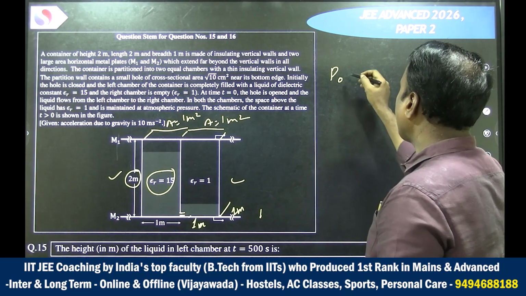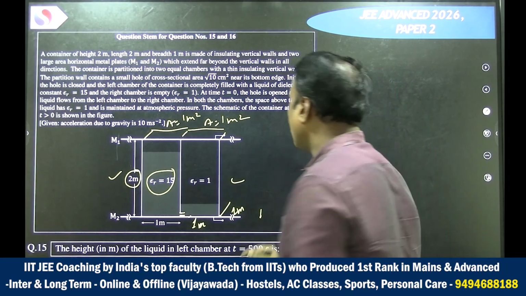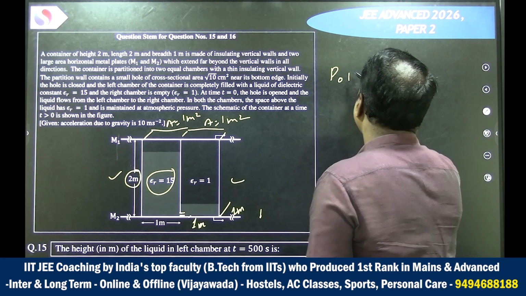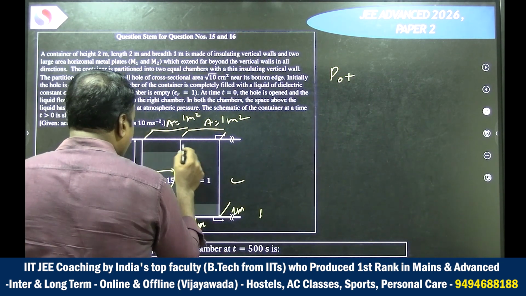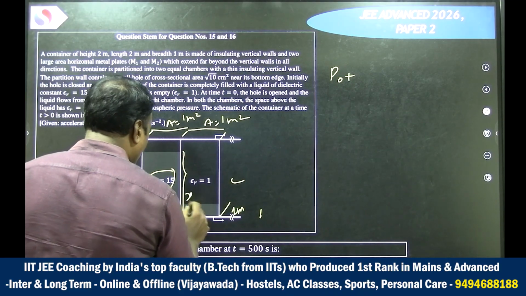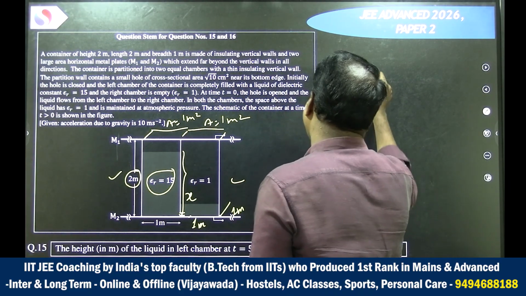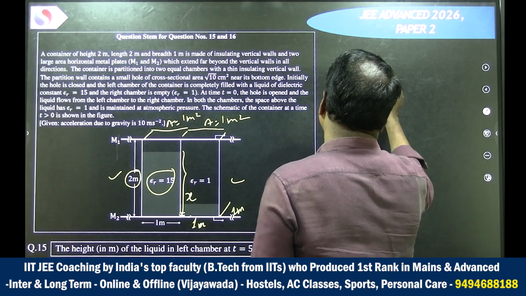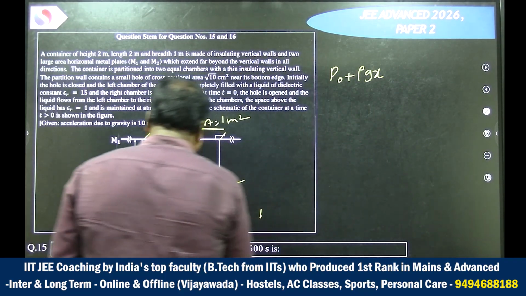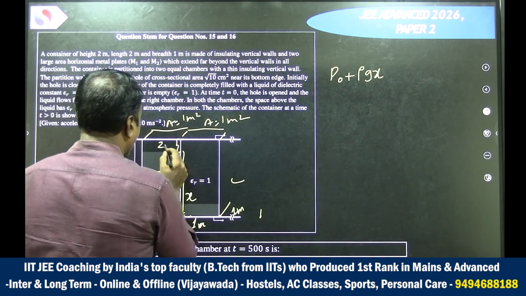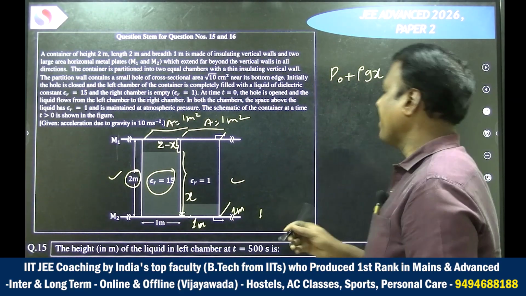Now the pressure term here is P0 plus rho g x, considering that the height of the liquid in chamber 1 is x at that moment. If it is x, the empty space created becomes 2 minus x.